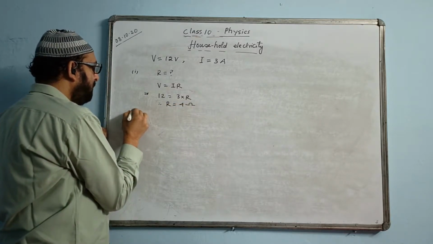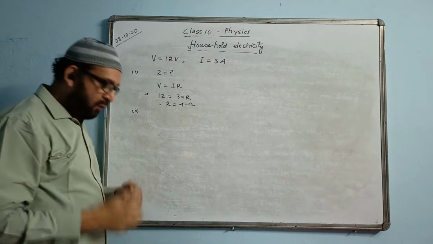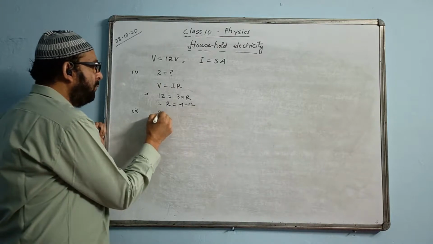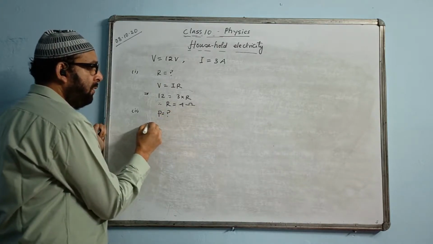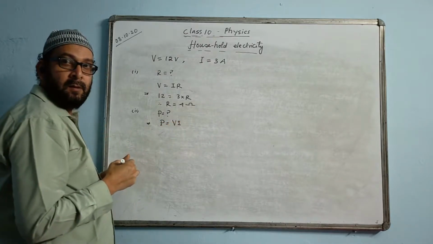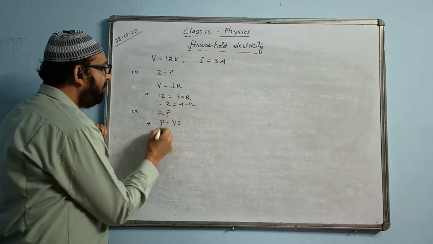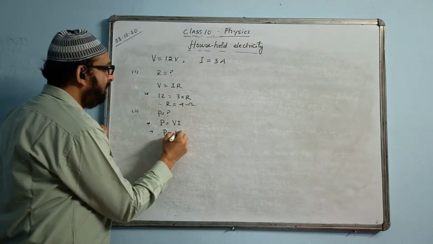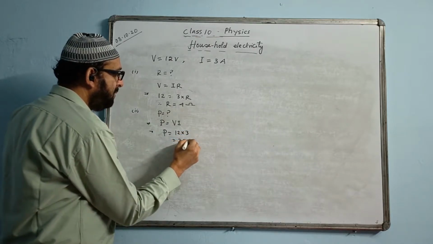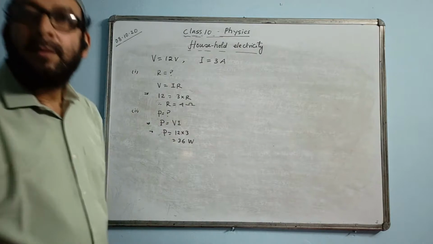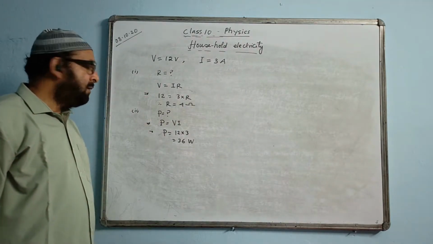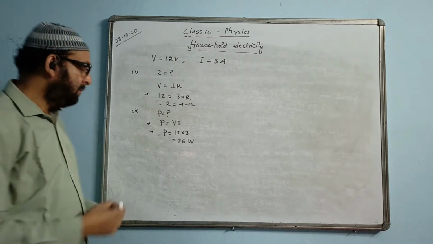The first answer comes. Now I read the second part of the question that says power of the lamp. We find power. Power is unknown. You will be using the power formula, VI. Power we have to find. Voltage is 12 and current is 3. So the answer will become 36 watt. That is the answer for the second part.